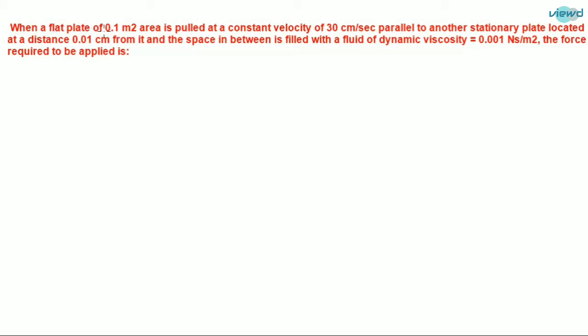When a flat plate of 0.1 meter square area is pulled at a constant velocity of 30 centimeter per second parallel to another stationary plate located at a distance of 0.01 centimeter from it, and space in between is filled with fluid of dynamic viscosity 0.001 Newton second per meter square, the force required to be applied is. So we have seen this type of problem in theory. Let us solve this.